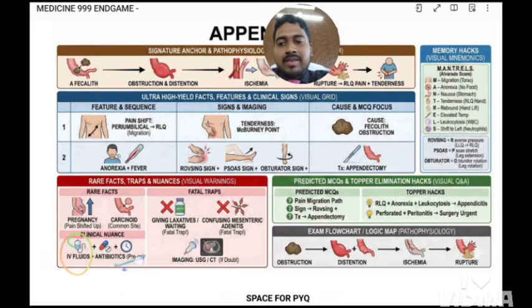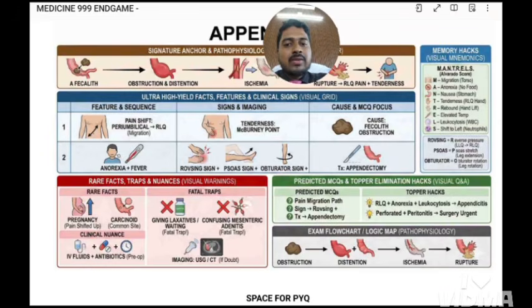Your treatment is IV fluids along with antibiotics. Now, never give laxatives. Okay, never wait for surgery also, because if the appendix ruptures, then it will be fatal. Then don't confuse this with mesenteric adenitis. So in some diseases, especially when mesenteric lymphadenopathy occurs, that is where lymph nodes of the mesentery get inflamed, there also you can get pain in the right lower quadrant.